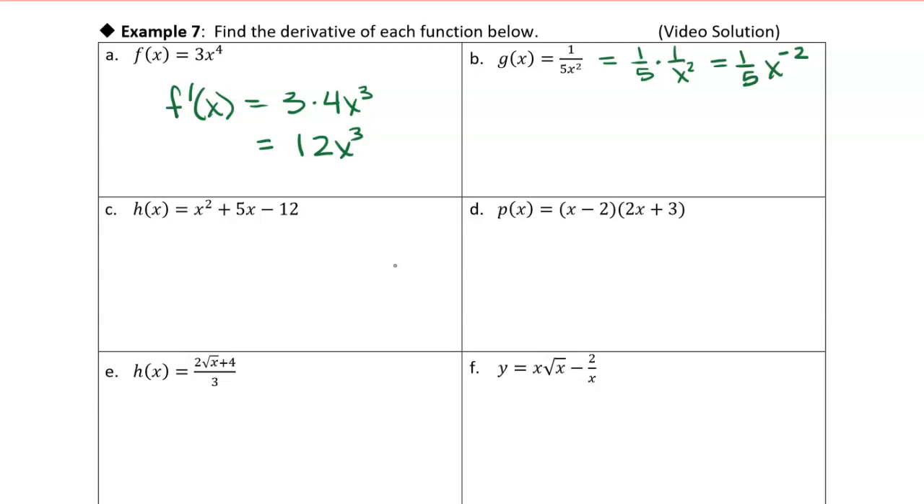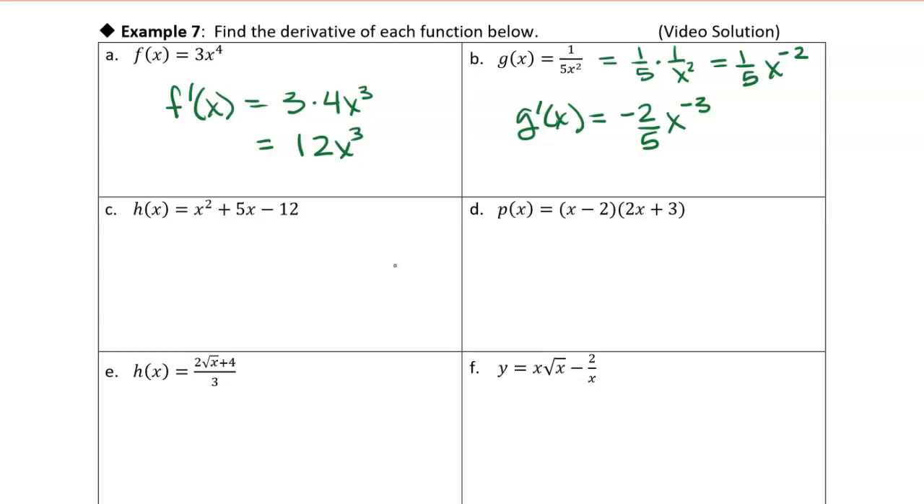So now we have a constant multiple of a power function, and we can write g prime of x is equal to, and I'm just going to bring down the negative 2, and I'm going to go ahead and multiply it times that 1/5. So I'm going to get negative 2/5, right? When I multiply 1/5 times negative 2, and then I'm going to subtract 1 from the exponent, so I get negative 3. All right, so there's the derivative of that one.